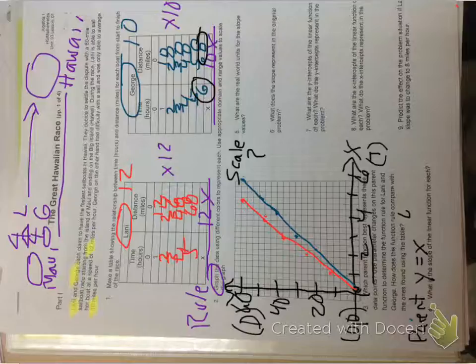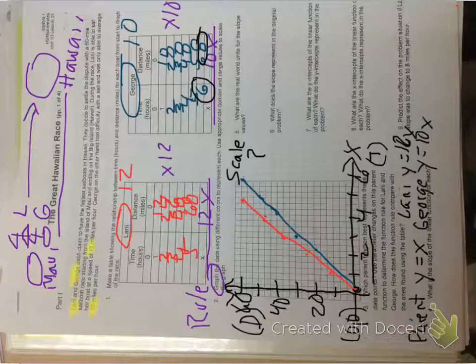So now it asks us to compare that rule with Lanny and George. Lanny has a rule of y equals 12x since we multiplied by 12. And remember, this is on the bottom of our table. George has a rule of y equals 10x. So how is this different from what we wrote on our table? It is an equation or a function, so we had to put the y equals or f of x equals.